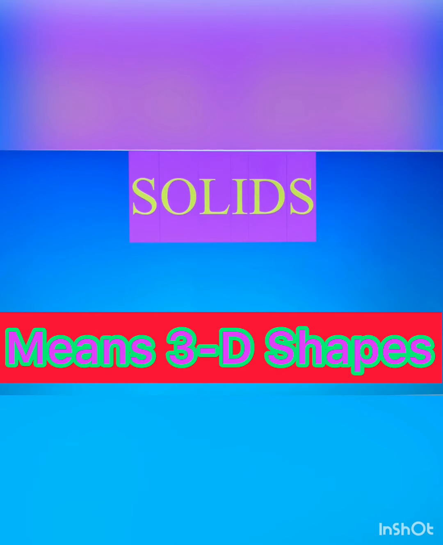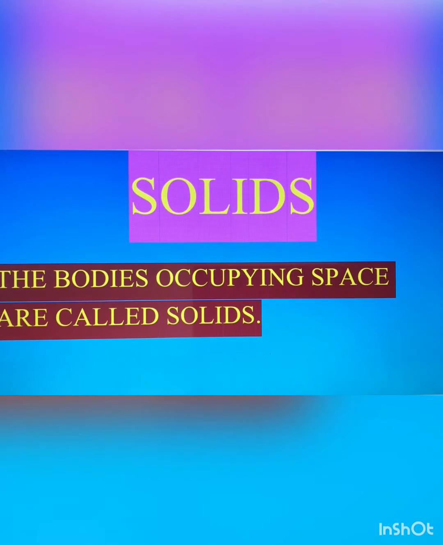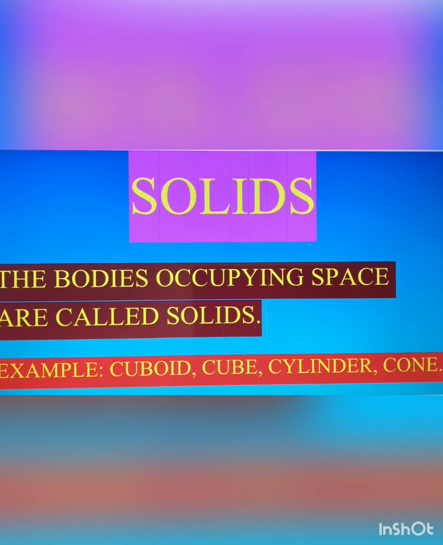First of all, what do you mean by solids? The bodies occupying space are called solids. For example, cuboid, cube, cylinder, cone. These are all three-dimensional objects called solids.